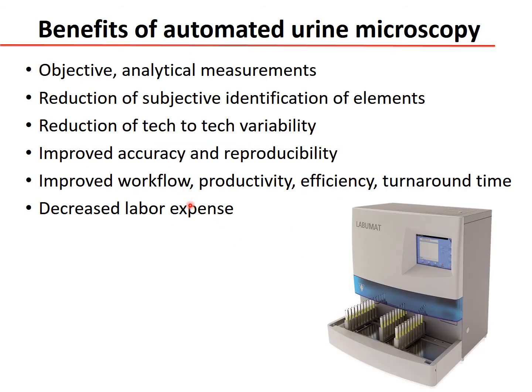The benefits of automated urine microscopy: it's relatively very fast. It reduces the subjective identification of the elements and has very low technician variability, improves the accuracy and reproducibility, and the workflow is very fast and relatively cheaper.